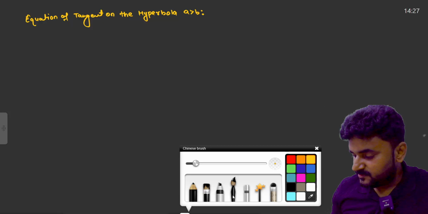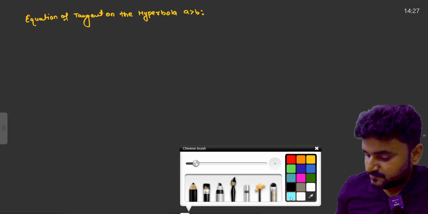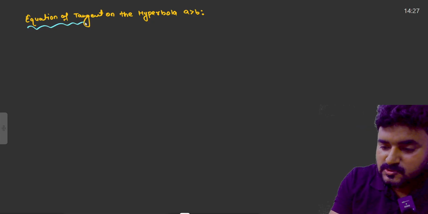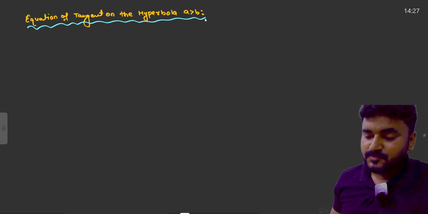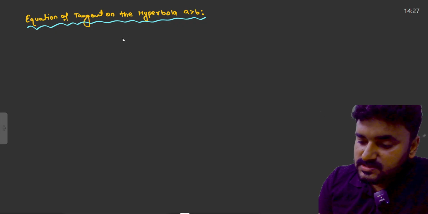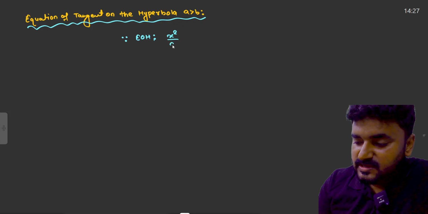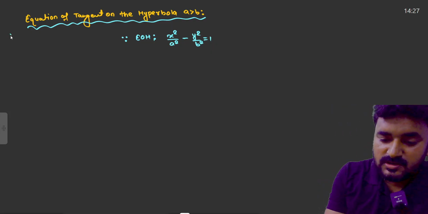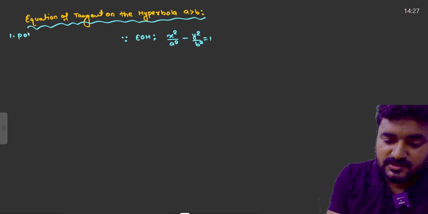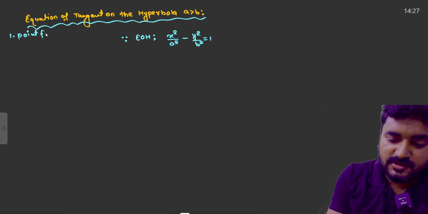So students, for the equation of the tangent on the hyperbola where a is greater than b, what we can do is, since we know the equation of the hyperbola, x square by a square minus y square by b square equals 1, and this is the point form. We are going to find the equation of the tangent in point form.